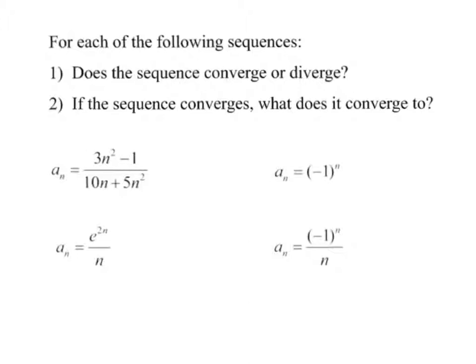some terms here, let's say you plugged in 0. Well, let's not say you plugged in 0, because then it'd be negative 1 over 0. Let's say you plugged in 1. The first term, if n was equal to 1, would be 2 over 15. And then if you plugged in 2, you'd have 3 times 4 minus 1, so you'd have 11. You'd have 20 plus 20, so you'd have 40.